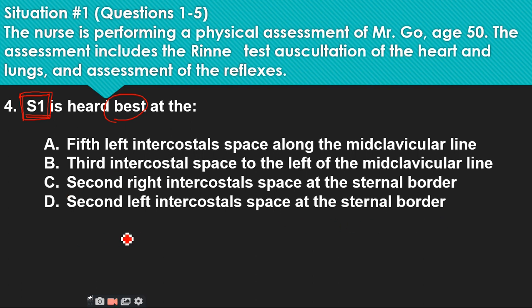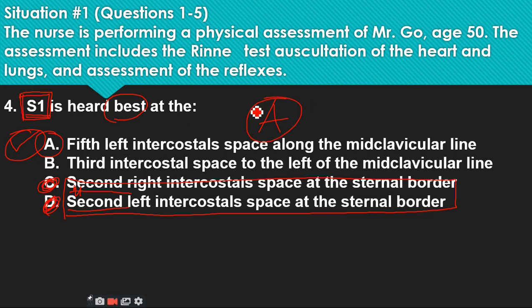Take note, in any examination, if there are two choices that have the same thought, they are actually going to be wrong. So we'll eliminate letter C and letter D because they're talking about the second space, either right or left. And if you take into consideration the point of maximum impulse, or the PMI, that is going to be letter A. So the best answer for number 4 is letter A, the fifth left intercostal space along the midclavicular line.